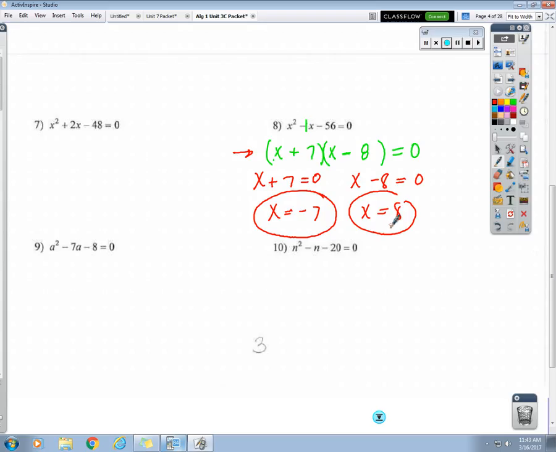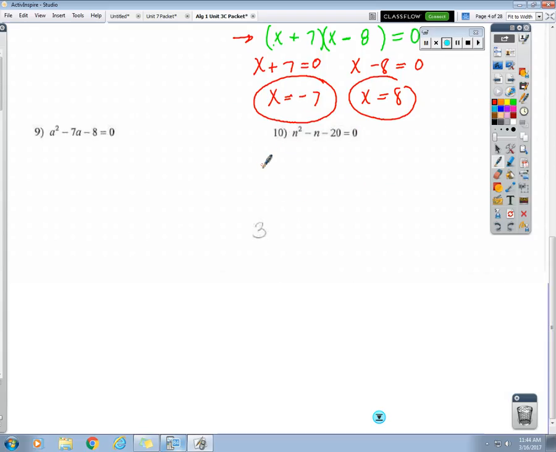Even if you're dealing with something that's not x's, when you graph it, you can just type this in as x squared minus 7x minus 8. It doesn't have to be x's to graph it. You just change the variable to x's when you're graphing it. Okay, what other questions did y'all say you had? 10? What? She said 10.